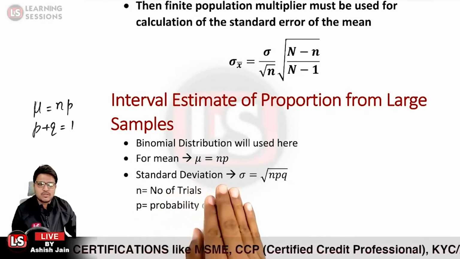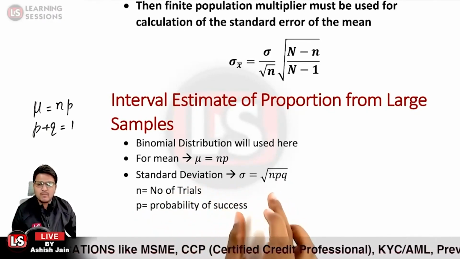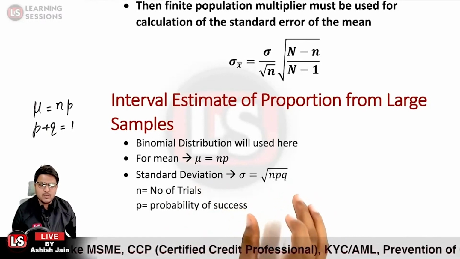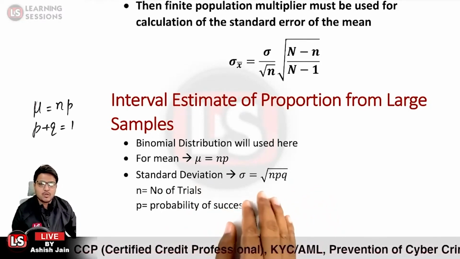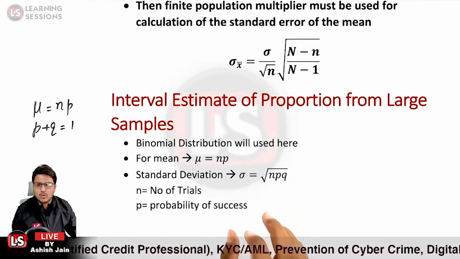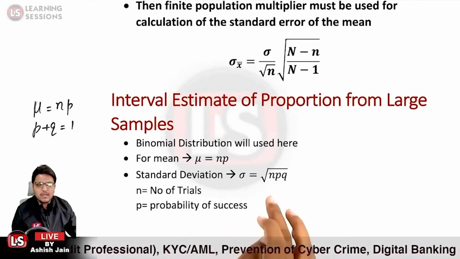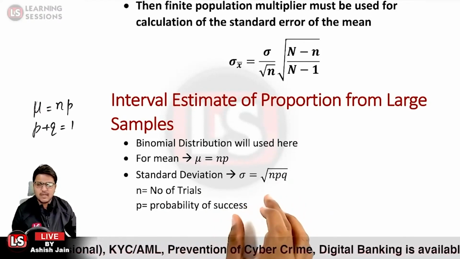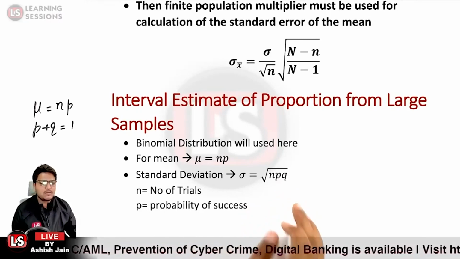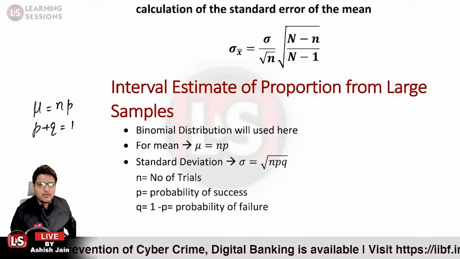Standard deviation is equal to sigma is equal to the square root of NPQ. N is the number of total trials, the total number of events that we are having, and P is the probability of success. And Q is related to what? Q is related to the probability of failure over here.